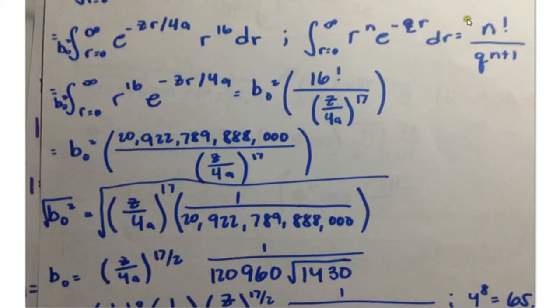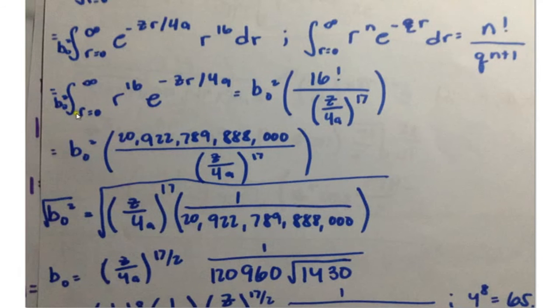So from this model, you will see here that to get the integral of this equation, you will get the factorial of n, or whatever value the r is raised to, over q times n plus 1. Q is, for this example, negative z over 4a, raised to n plus 1.